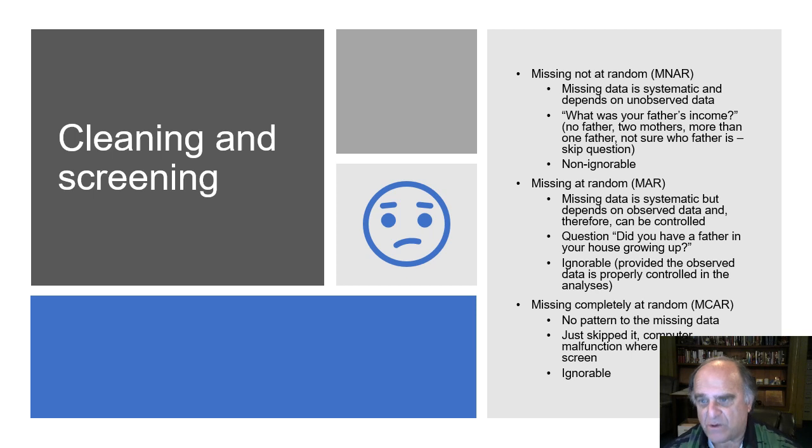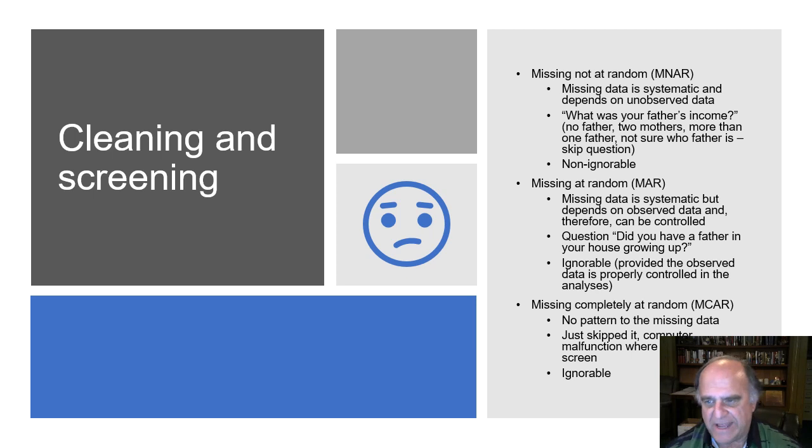So for example, let's say we have a question in our survey that was, what was your father's income? Well, what happens to people who have no father, or have 2 mothers, or have more than 1 father, or who perhaps aren't sure who their father is? Maybe they skip this question, so they have missing data. Well, that's non-ignorable missing data because the data is not missing at random. It's related to other variables that we have. We have a reading on this, and we can talk about it more during the discussion.